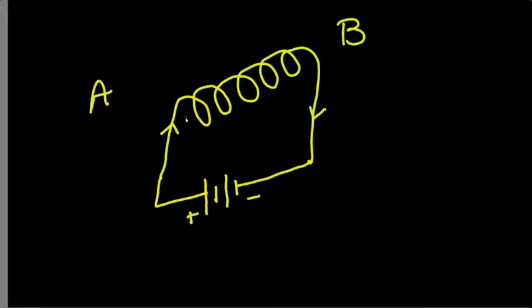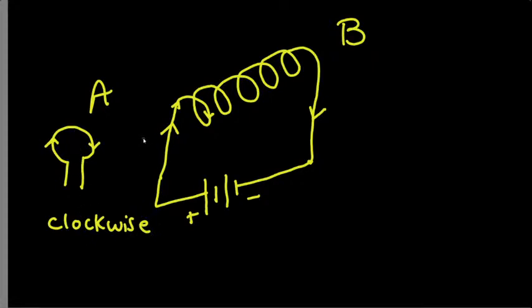I simply look at this. I make a loop like this, and I can see that the current is going up on that side of the loop and coming down on this side of the loop, which means that the current is going in a clockwise direction.